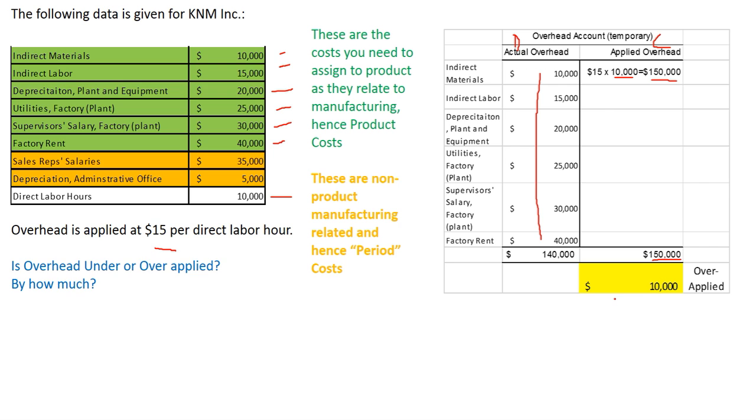You don't have to remember whether it's a debit or credit. All you need to do is look at whether you applied overhead more than the actual. So in this case, the answer is yes, so it's over applied.